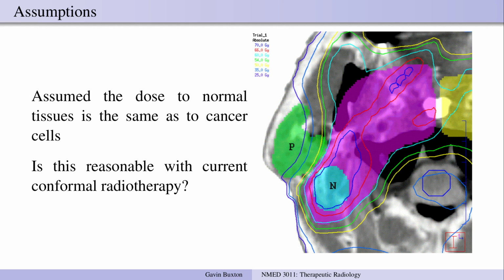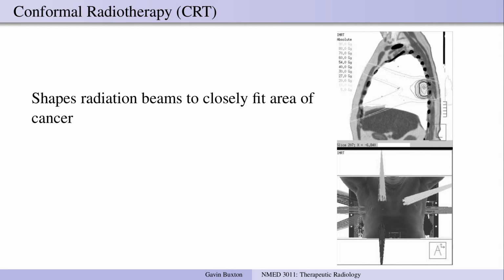Conformal radiotherapy uses CT imaging scans to map the location of the cancer in the body. Then, radiation is delivered from several different directions, and the beams can be positioned to shape or conform the regions of high dose to match the shape of the cancer. Here's an example where the radiation beams have been shaped to create a region of very high dose exactly where we want it, at the tumour.